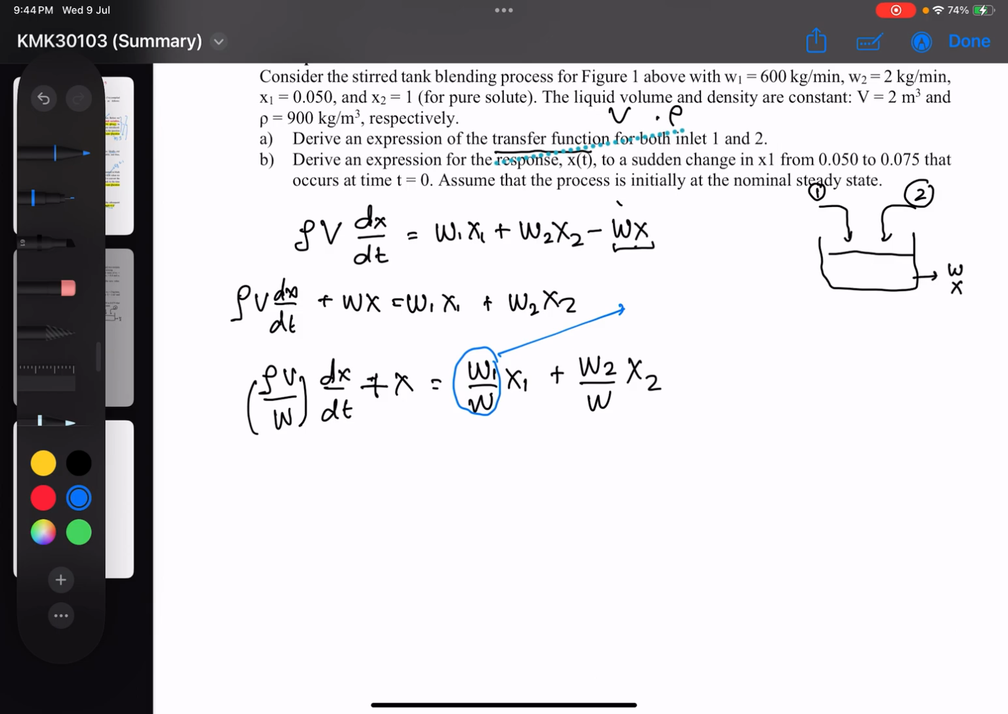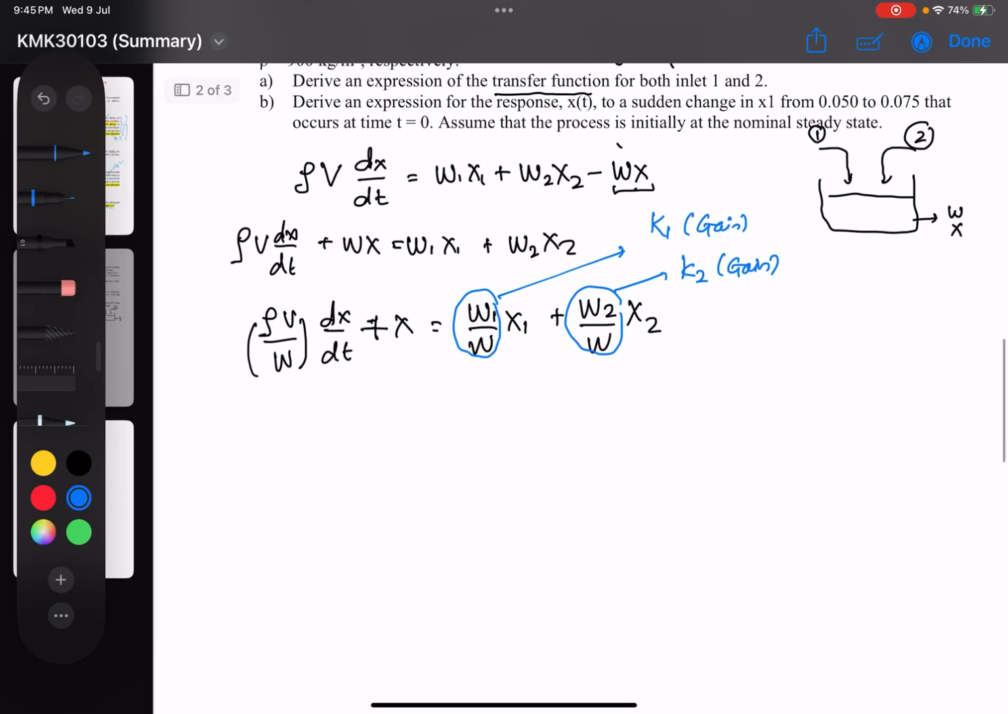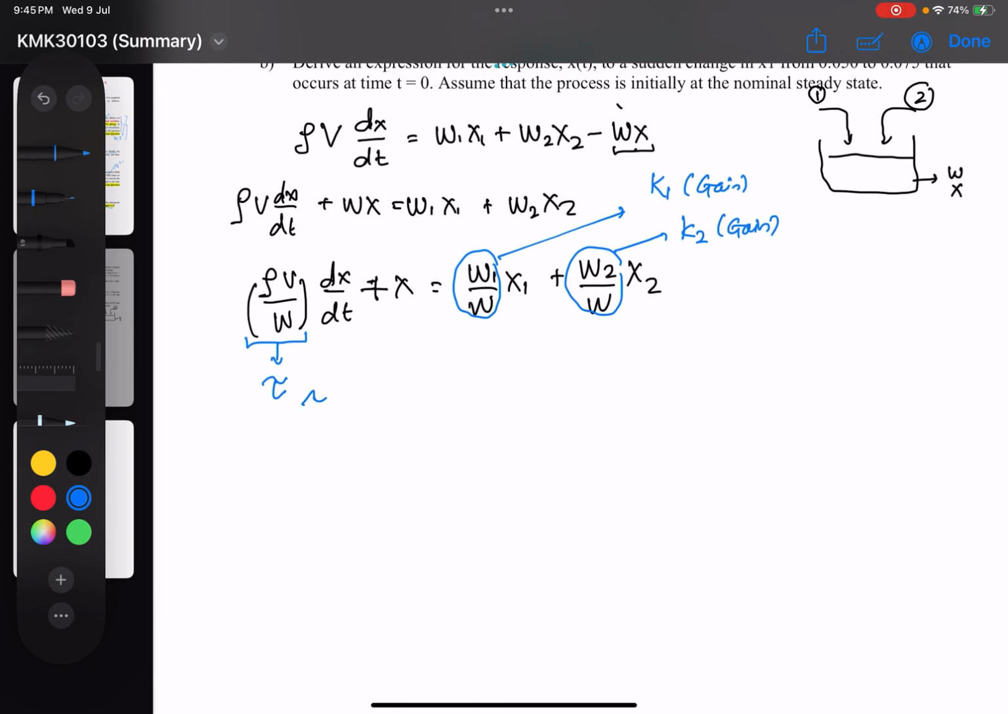By now, you should know that W1 divided by W is actually what we call a gain, represented by the symbol K1. This is covered in chapter 8, I think. W2 divided by W is another gain for stream number 2. So usually we simply represent them with the symbols K1 and K2: K1 for stream 1, K2 for stream 2. Rho multiplied by V divided by W is equal to tau, the time constant. So now I can write tau dx over dt plus x equals K1 x1 plus K2 x2.